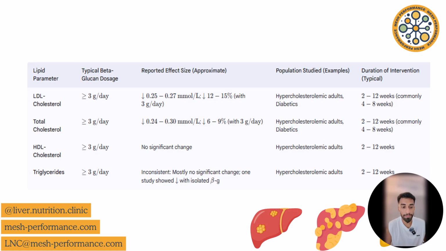Now, what did they find? They used a beta-glucan dosage of greater than 3 grams a day, which is the recommended amount. What they found was that LDL cholesterol, which is the type of cholesterol that can be harmful if it builds up too much, was reduced by 12 to 15%. They also found it helped to reduce total cholesterol in this study by 6 to 9%. In this study, they found no change in HDL cholesterol, and in triglycerides, it was pretty inconsistent. They found no change, but one study showed an isolated reduction. So these results are not very robust.